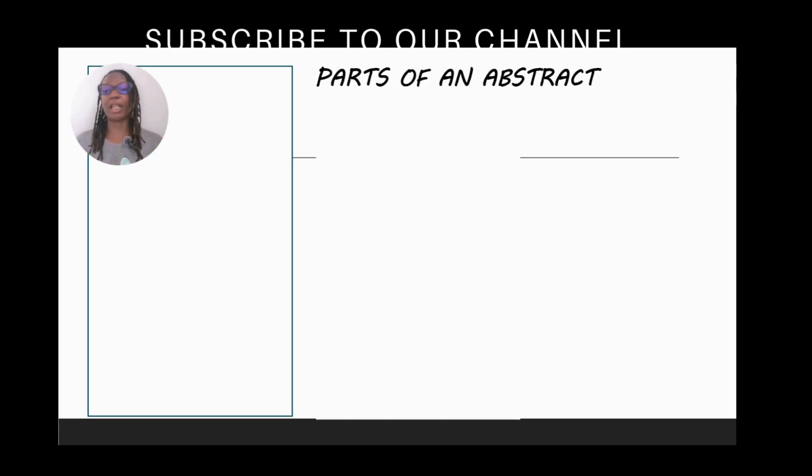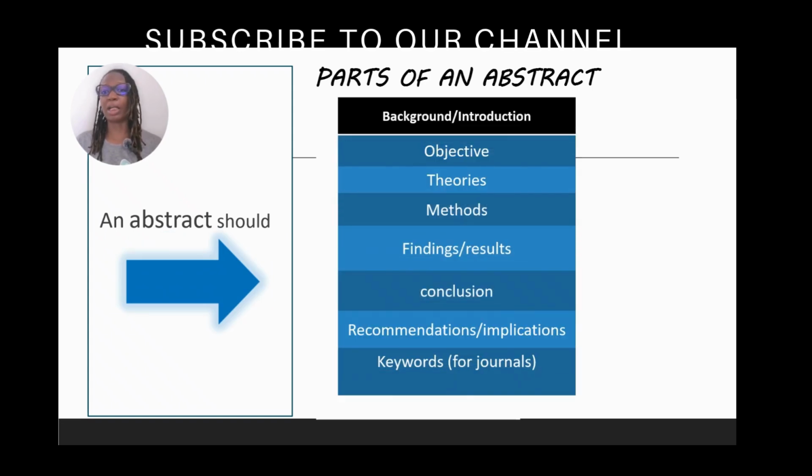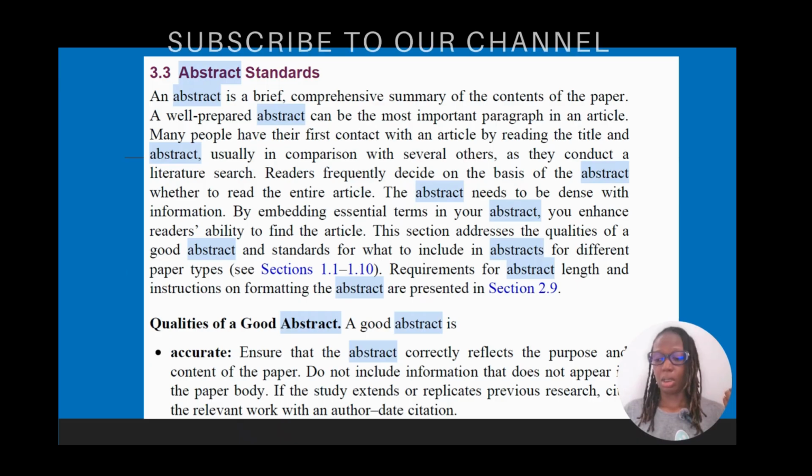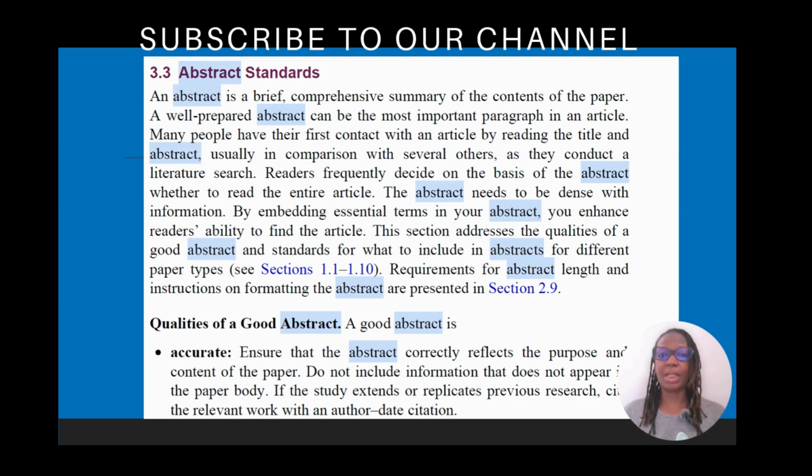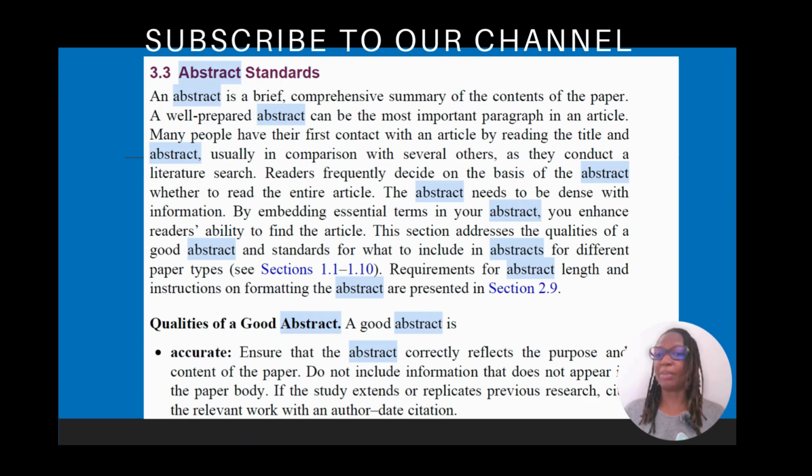So we're looking at parts of an abstract, and an abstract should basically have the following: the background and introduction, because the background actually sets the stage, briefly stating the problem or context. It answers why this study is necessary. Academic research consistently recommends starting with a precise background to ensure clarity and scholarly relevance. According to the APA Manual, 7th edition, an abstract is a brief, comprehensive summary of the contents of a paper. So a well-prepared abstract can be the most important paragraph in an article.